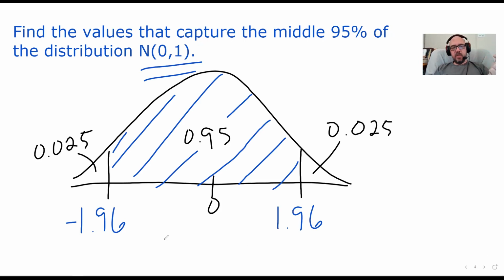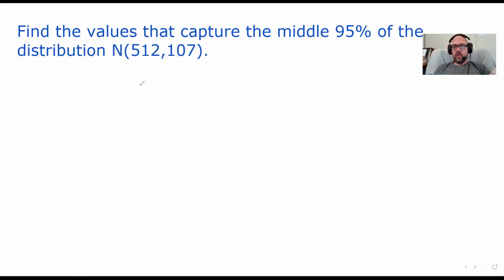All I need is this number that I've already found for N(0,1) that I can then translate into N(512, 107). By the way, this isn't just a random normal distribution. This is the distribution of SAT scores, right? If you're taking the math section, this is the distribution that the scores will follow.